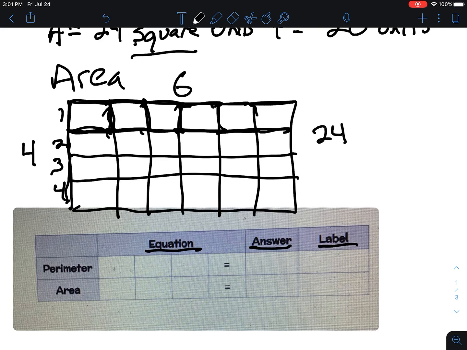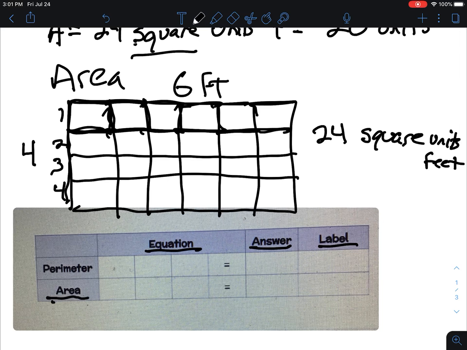The area, like I said, is the measurement of everything inside your rectangle. So if you were to count up the squares, you would have 24 square units, right? If this was feet, you'd write 24 square feet instead of the units, all right?